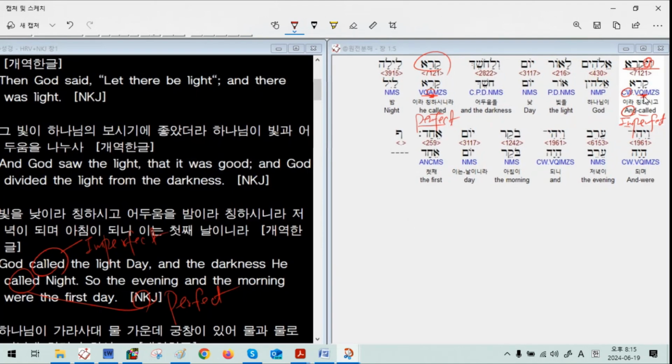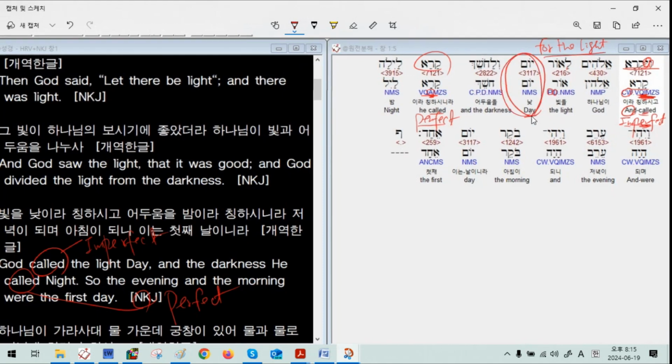So then what is imperfect? They is imperfect. So he called imperfect, they, you see, this is a preposition definite article. La is the for the light. So he begin to invite. Kara is the invite and call. So he begin to invite they for the light.